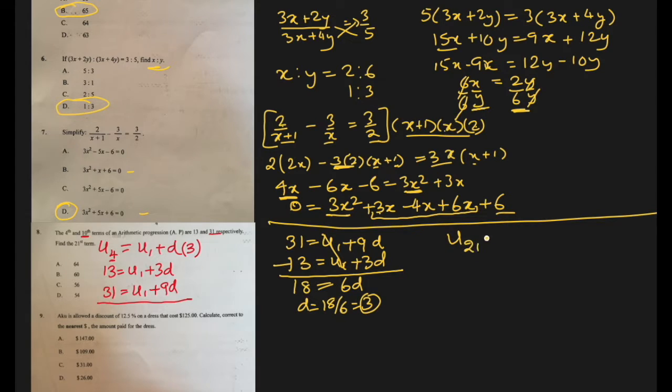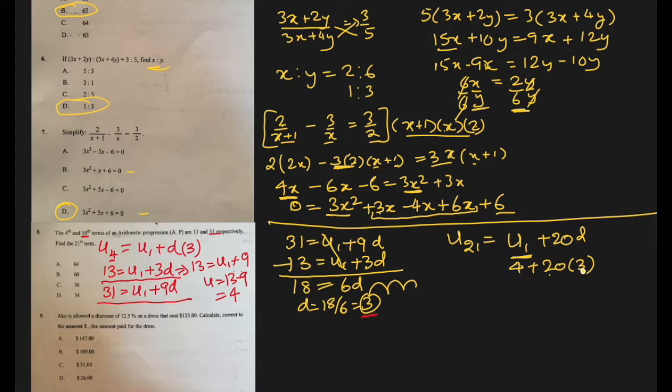They want U21, right? So U21 will be U1 plus 20D. But there is a shortcut also. If I add D many times from 10th to 21st, that we can also do, but let's do it the proper way. For that, we should know U1 first. So let's use the first equation to get U1. 13 equals U1 plus 3 times D. 3 times D is 3 now. So 3 times 3, 9. So U1 becomes 13 minus 9, which is 4. So we can use 4 here. 20 times 3 is 60 plus 4, 64. So A is the answer in this case.